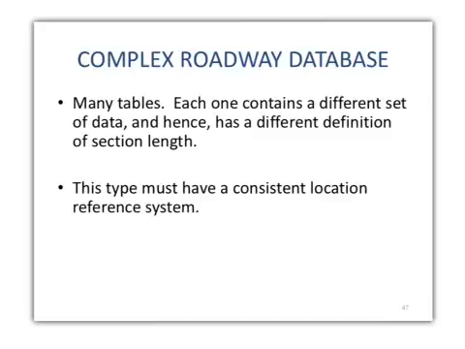Going now to the other extreme of the type of database is the complex roadway database. So the complex roadway database, as it indicates, has many tables. Each one will contain a different set of data, and therefore it's going to have different definitions of each section length. So this type of database typically must have a consistent location reference system, otherwise things are going to be really hard to track, and not everyone would be able to sufficiently use this type of database.